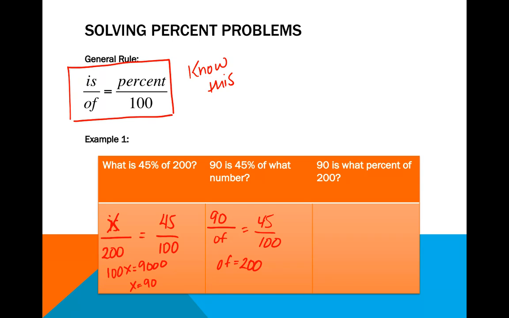And finally, over here, 90 is what percent of 200? Well, maybe you're looking at this and you could just say, okay, 90 over 200 is equal to 0.45, which would be 45%. And that would be fine. But if we want to set it up with the same model, you would get 90 over 200 equals the percent, which we're trying to find, over 100. And when you cross multiply to solve, you'd still get the percent to be 45%.